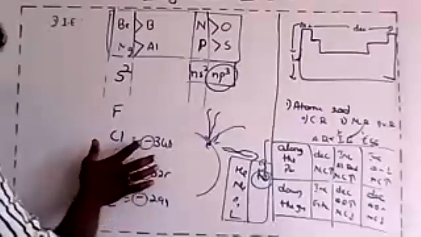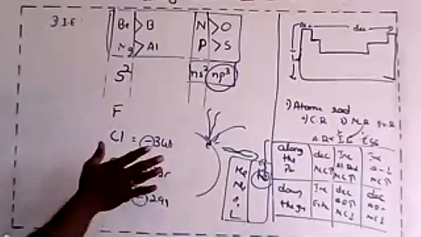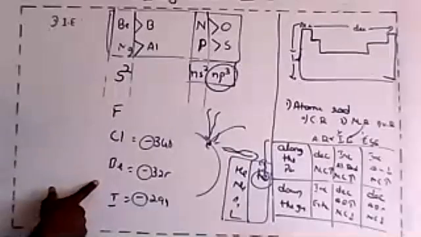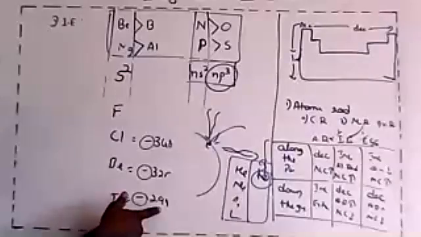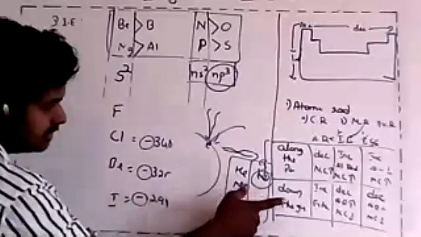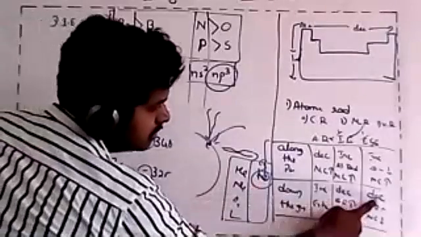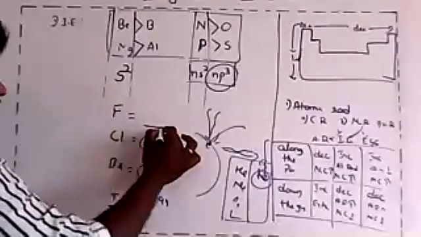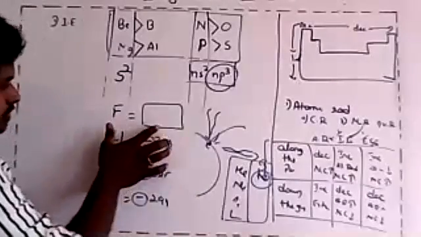Now by looking at these values, minus 348, 325, 298, you can see that the electron gain enthalpy value is becoming less and less. It is decreasing down the group. In that case, fluorine should have the highest value, right? So what is the observation? Is it having more than this value or less than 348? Is it having more or less?